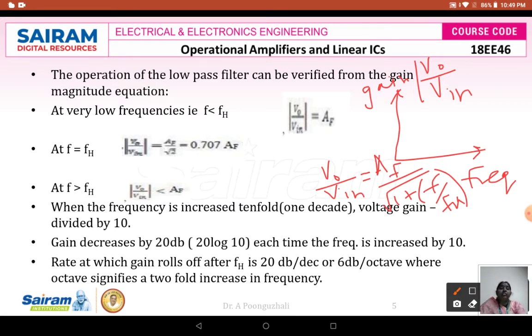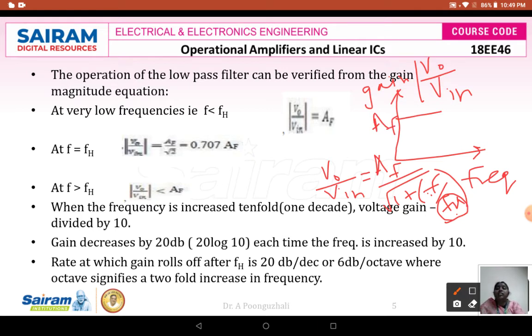So from this magnitude expression we are going to draw the gain versus frequency. The first condition is at very low frequencies, which means F is much less than FH. In that case F by FH is going to be a very small quantity. Very small divided by a high value is a very small factor, so I can neglect it and I can have my gain to be 1. So gain is going to be constant, that is nothing but your AF.